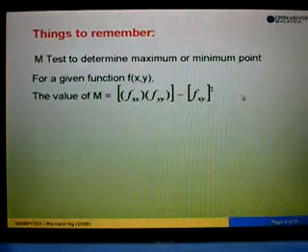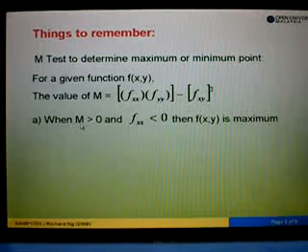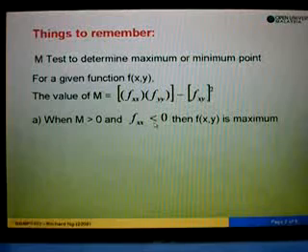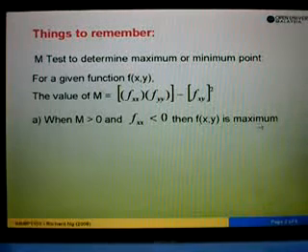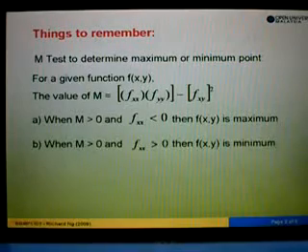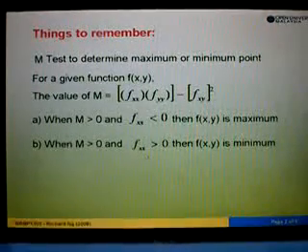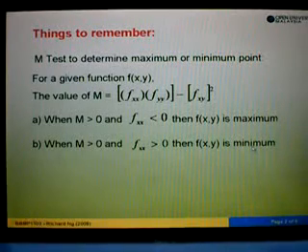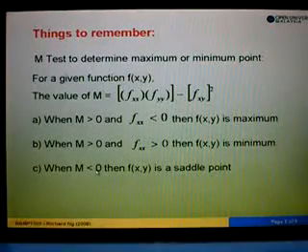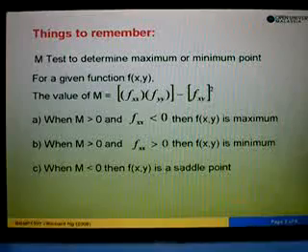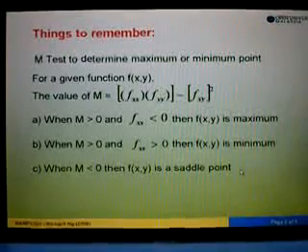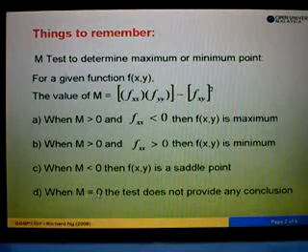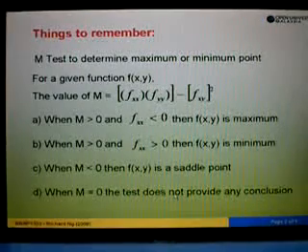2. Okay? So here we need to find the value of M, and M must be greater than 0 and f(xx) must be less than 0 so that the function will become maximum. And when M is greater than 0 and the function f(xx) is also greater than 0, then the function is said to be minimum. Okay? But if M is less than 0, the function is said to have a saddle point, which is neither a maximum nor a minimum.